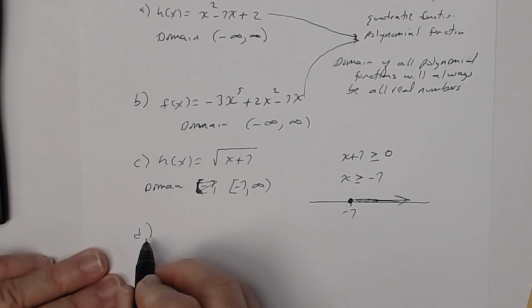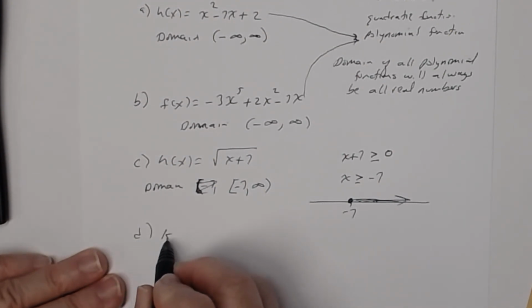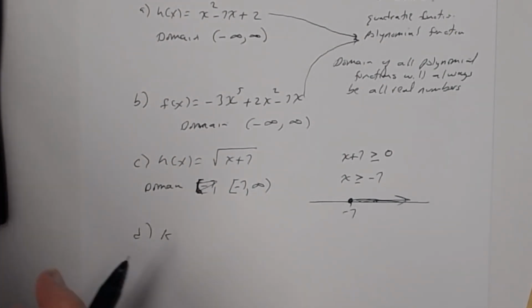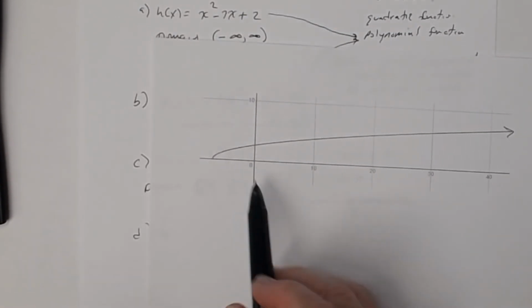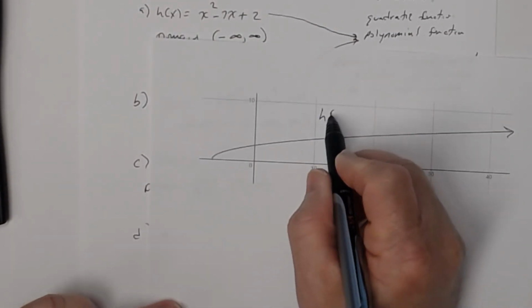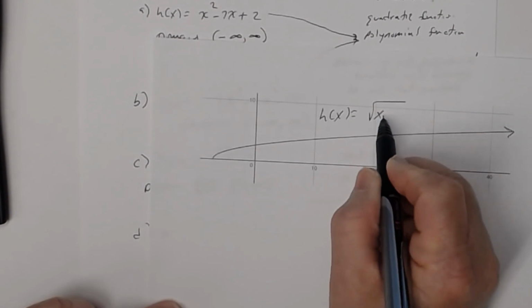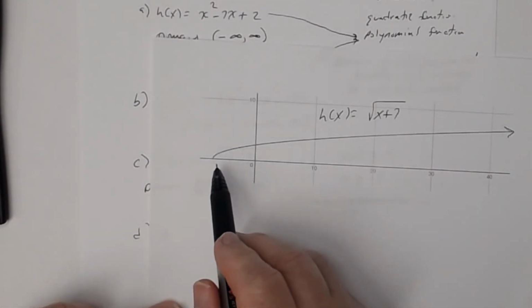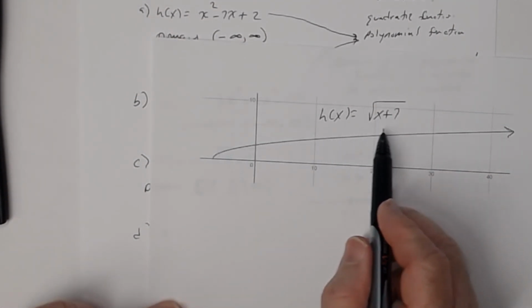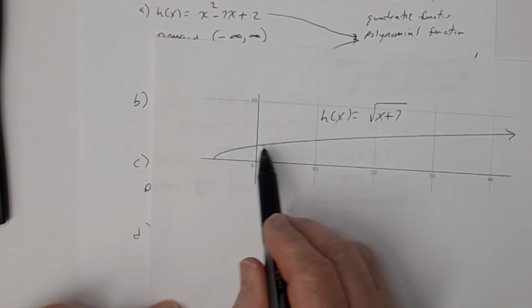All right, and then D, so in D, we have k of x. Oh, and the graph looks like this, by the way. So here's the graph of this function I just drew. It's h of x equal the square root of x plus 7. All right. And see, this is what the graph looks like. So there's one arrow. It looks like this.